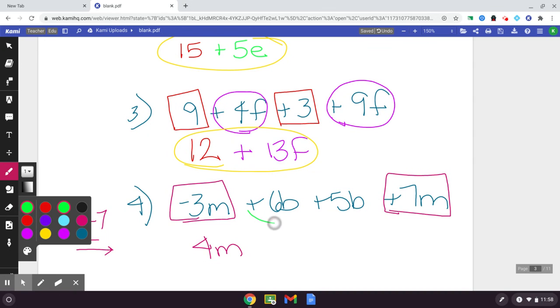Okay, now I can combine my b's. So positive 6b and positive 5b. I'm going to think 6 plus 5 is positive 11b's. And that would be your final answer.